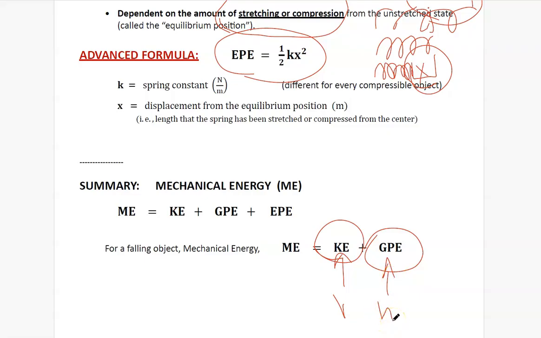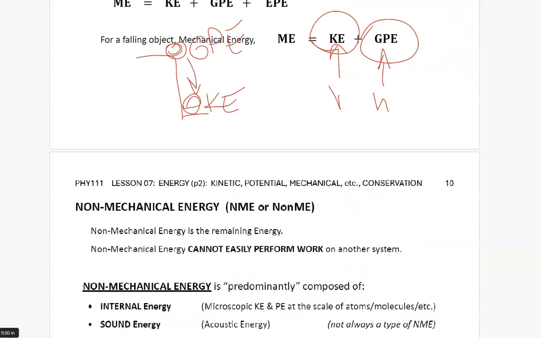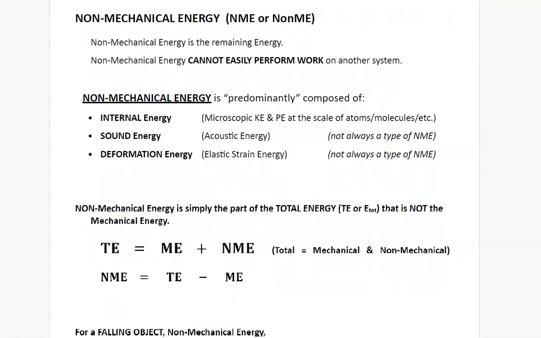But if you measured it as an object falls, initially it will have only gravitational potential energy, and just before it hits, it'll only have kinetic energy because it's not any height above the ground. And in between, it'll be this mix of gravitational and kinetic energy as the gravitational potential energy is converted into kinetic energy while it's falling. So that's mechanical energy. Now let's look at non-mechanical energy.